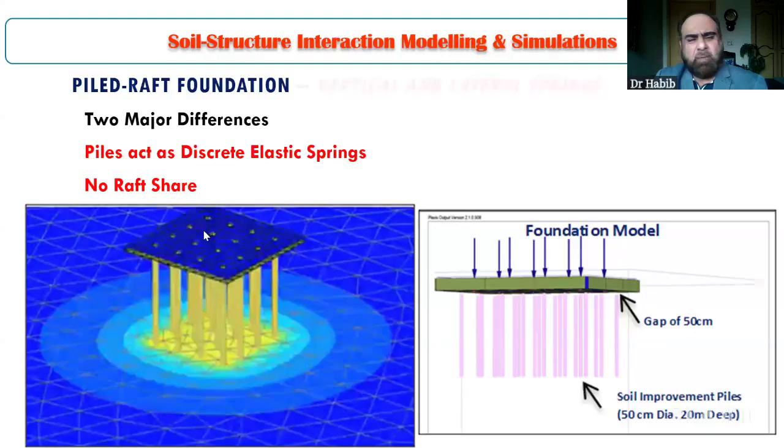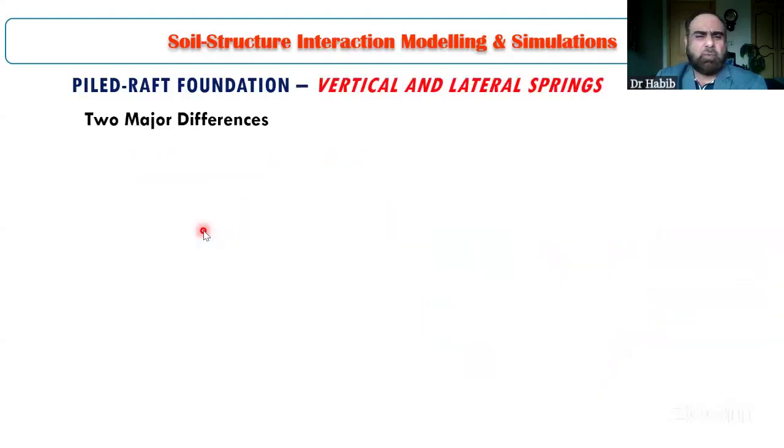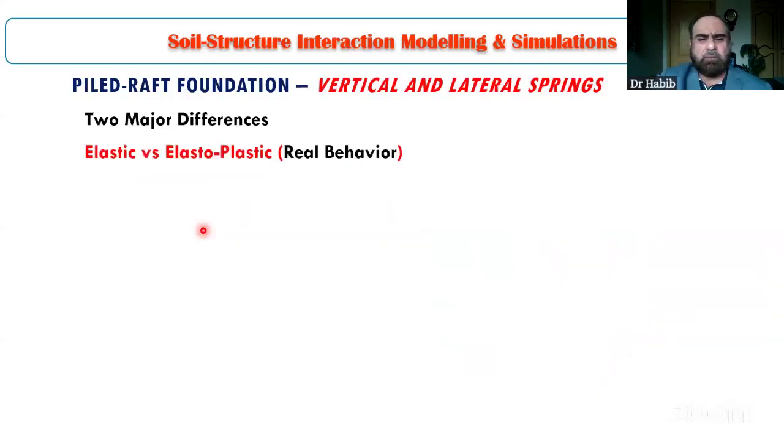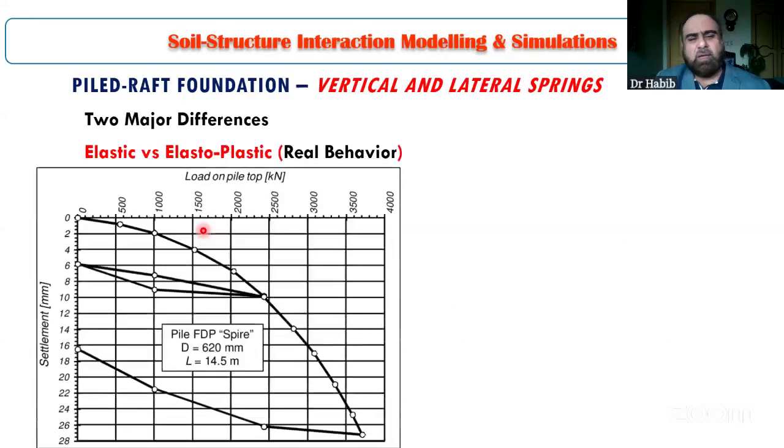So let's see what happens for these two assumptions. First of all, as I mentioned before, soil behavior is elastoplastic, but also for the piles the real behavior is elastoplastic in nature. So if we convert soil and piles into springs in our sophisticated structure models, basically we are not making the right assumption.